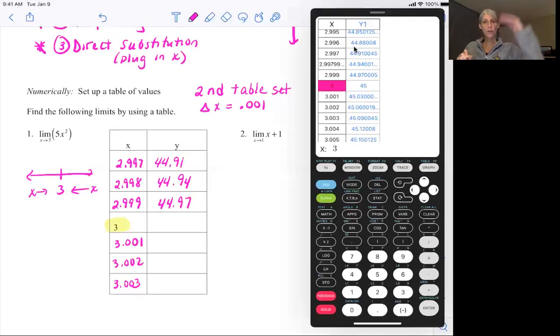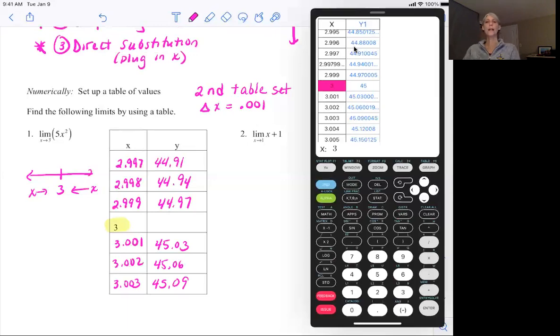I'm going to jump over 3 for a minute, because technically a limit, the definition is you don't care what you get when you plug in 3. You care what you get when you plug in numbers close to 3. So if I go on the other side, when I plug in 3.003, I get 45.09. When I plug in 3.002, 45.06, and 45.03.